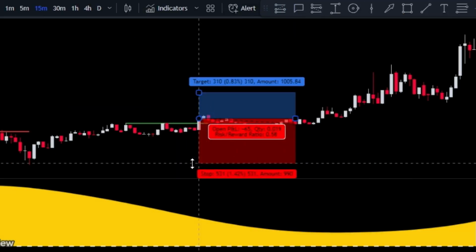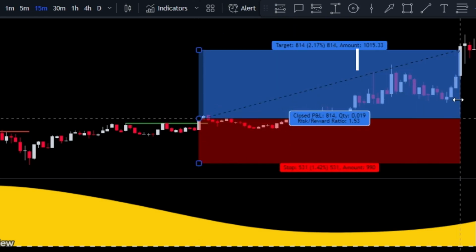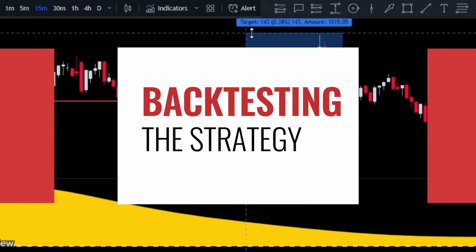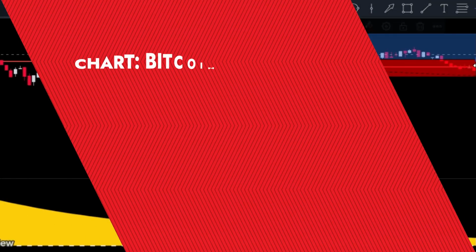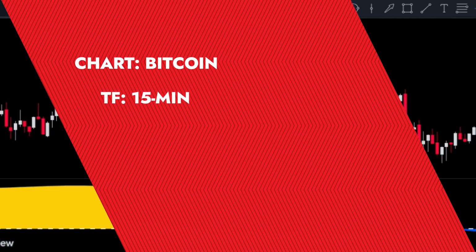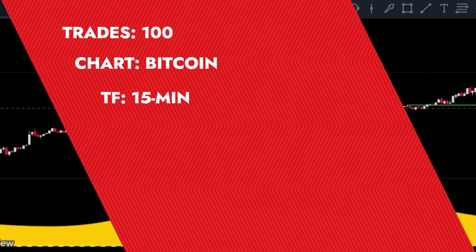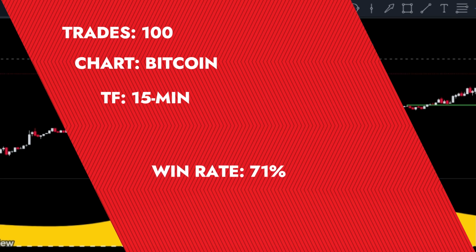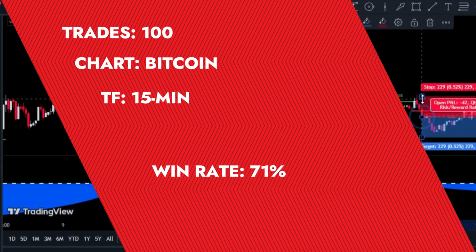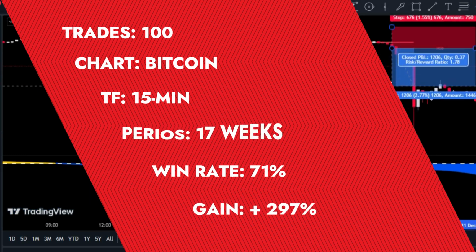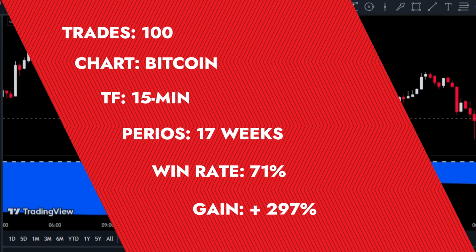But now the question arises, how does this strategy perform in real market conditions? The simple answer is, let's test it out. We put this strategy to the test on the Bitcoin chart using a 15-minute time frame, and the results were quite persuasive. Over a series of 100 trades, the strategy showed a solid win rate of 71%. What's even more impressive is that it generated a significant profit of 297% in a mere 17 weeks. These results truly highlighted the effectiveness of this trading strategy.